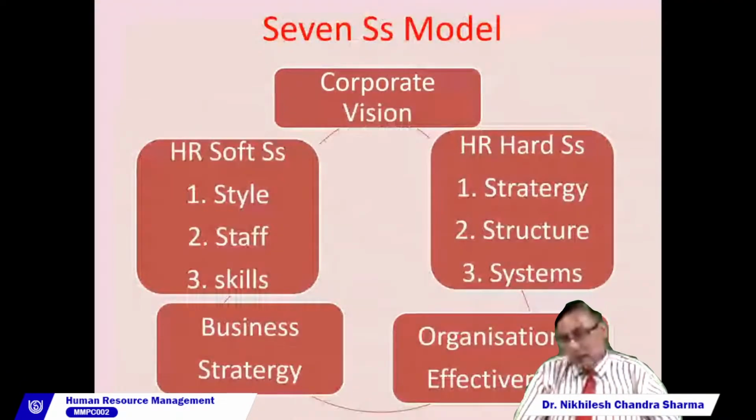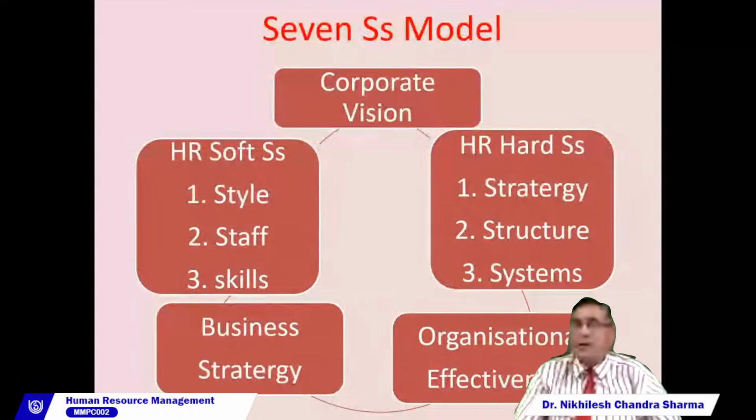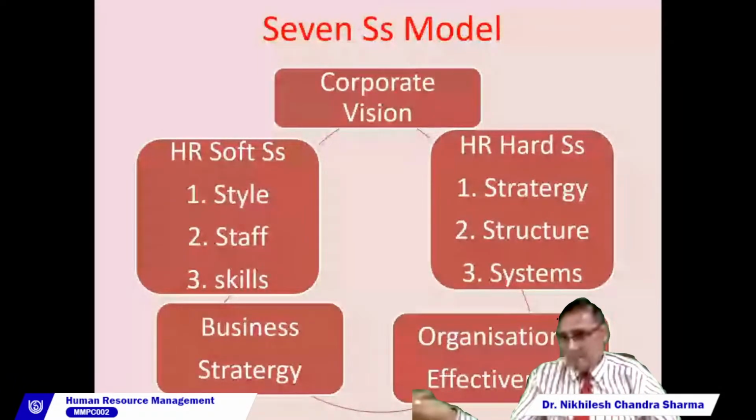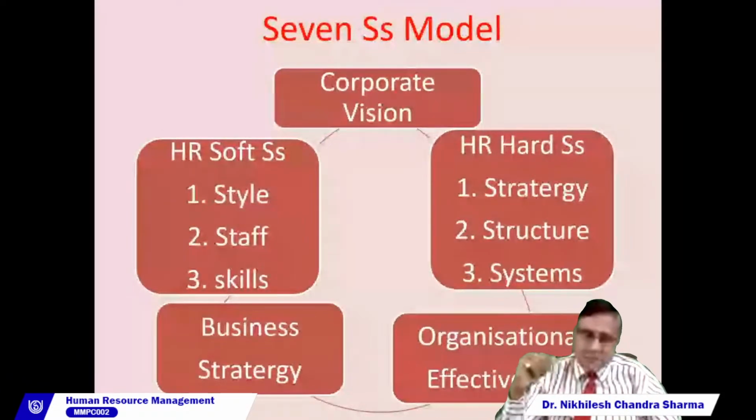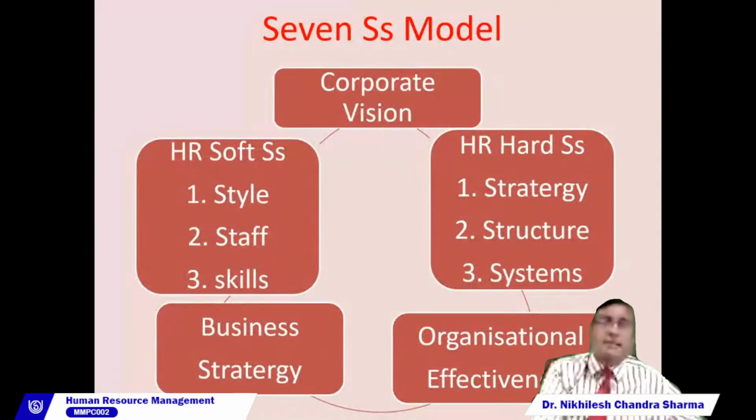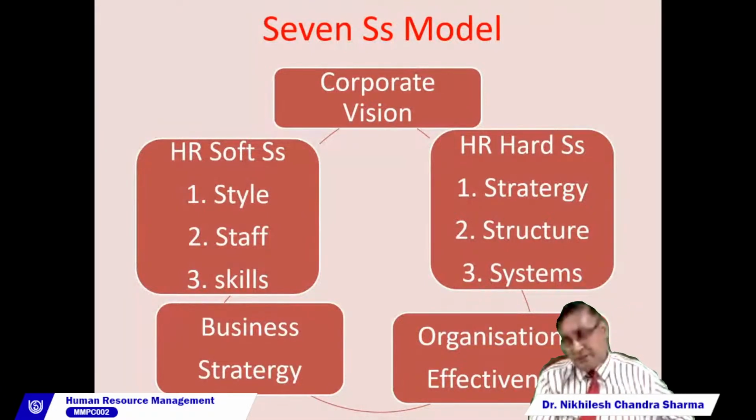The 7S model is a very important model. Corporate vision is there. HR soft elements, as we can say, are style, staff, and skills. HR hard assets are there: the strategies, structures, and systems. The 7S model indicates the business strategies and organizational effectiveness. So it is a very significant model, which is correlated directly with the corporate vision of an organization.